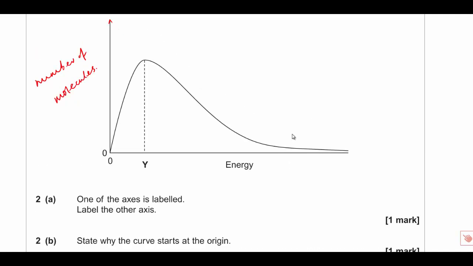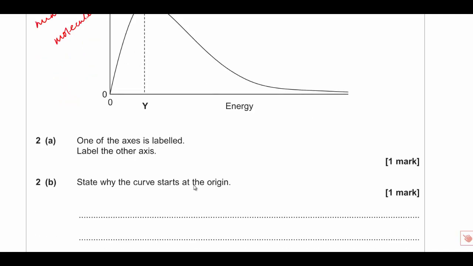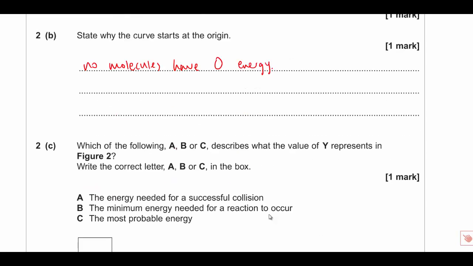State why the curve starts at the origin. The reason being here, and they've given you the 0 points there to kind of help you, the reason it starts at the origin is that no molecules or particles, I'll call it molecules, none have 0 energy. They will all have some sort of energy, so none have 0 energy. That's very important there. None have 0 energy.